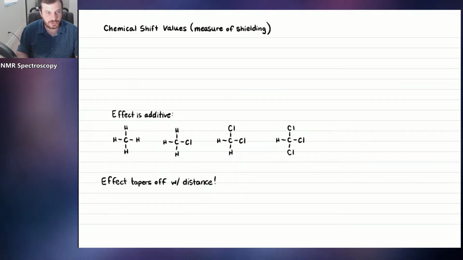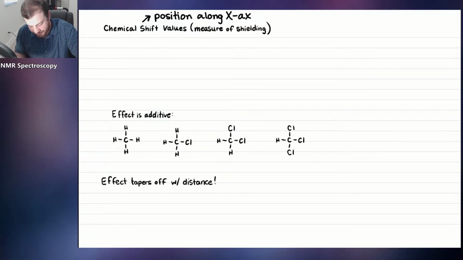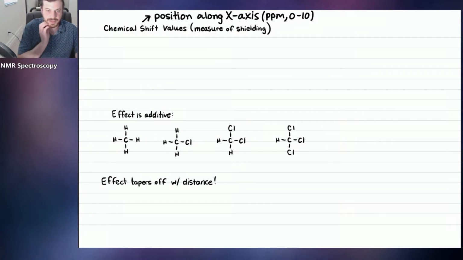Okay, so in the last lesson we talked about how to predict how many signals a given compound would produce. In this lesson we are going to predict where those signals will appear along the x-axis, and if you recall, that's called the chemical shift. So chemical shift refers to the position of a signal along the x-axis. And these values are in units of ppm, and they typically range from 0 to 10. And if you remember, these measurements, 0 to 10, are determined by the chemical environment of the proton.